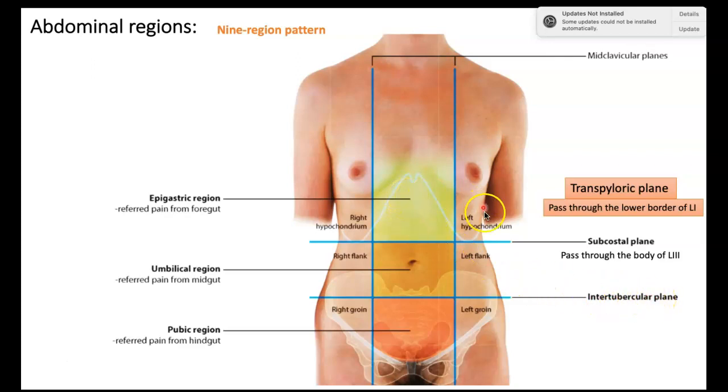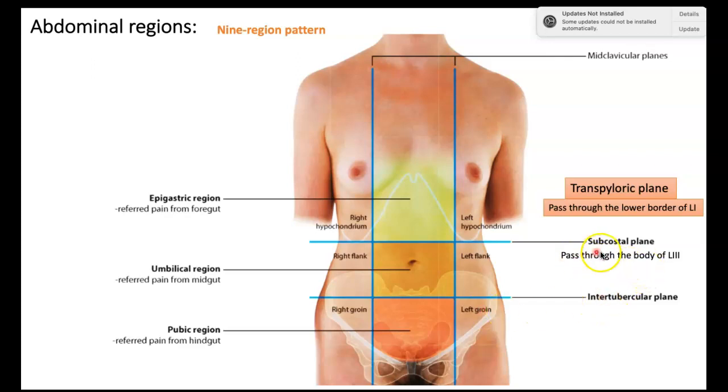So now by these four lines, the abdomen is divided into 9 regions. This one is called the right hypochondrium, this is the epigastric region, this is the left hypochondrium, and then in the center you have the umbilical region, then on the right you have the right flank, on the left you have the left flank, and again in the center is the pubic region, on the right it's the right groin or right inguinal region, and the left groin or left inguinal region. So that's how the abdomen is topographically divided to describe the position of individual viscera.